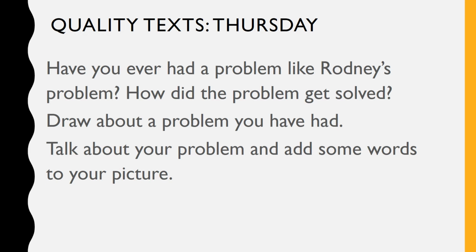Most of the time we get our things back if we lose them. And when we lose something at school, we look in the lost property. And it's always important to have our name on things so that we can get them back. It can be very upsetting to lose something though, isn't it? Rodney was happy in the end though because his problem got solved. So think about a problem that you had like Rodney's and how it got solved.